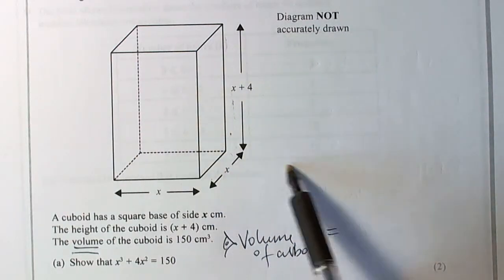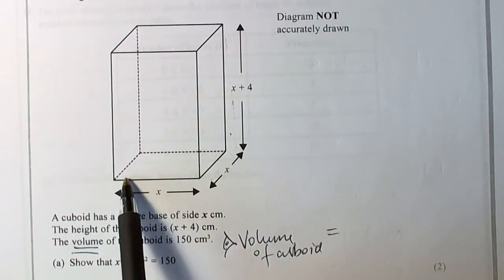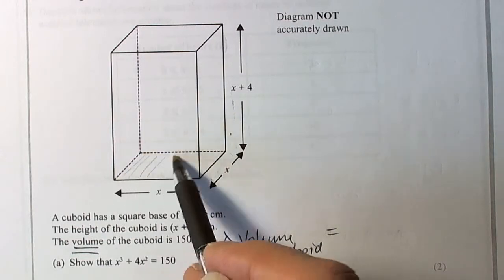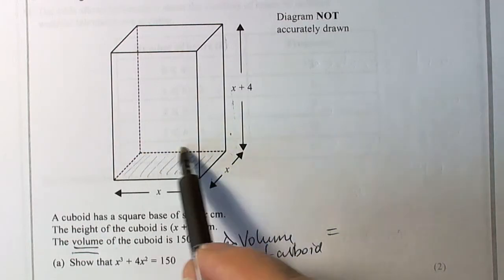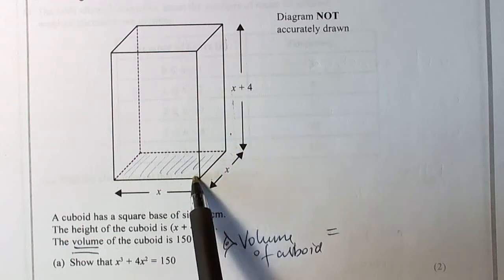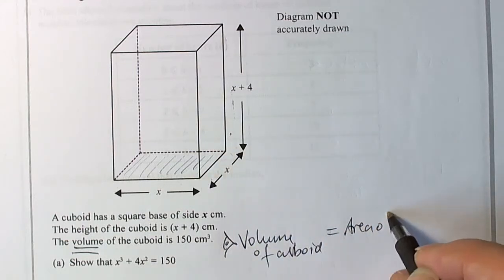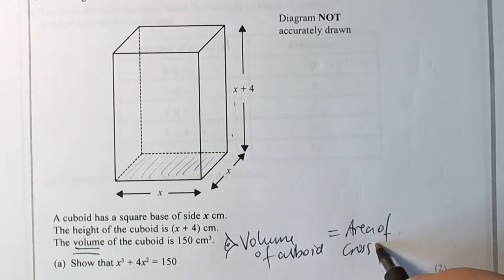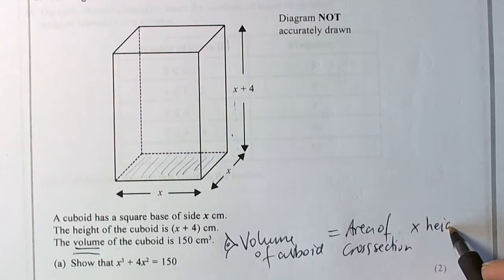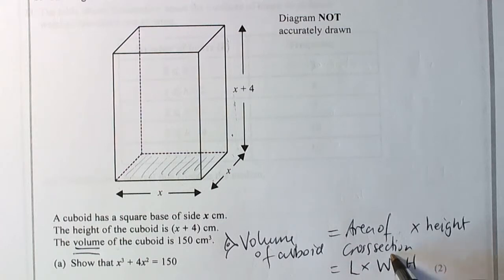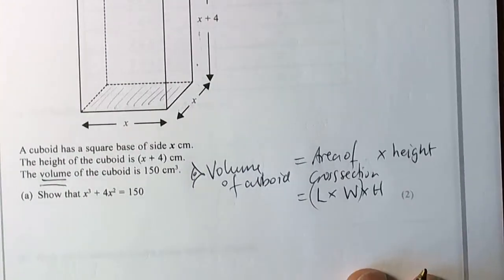So it's a prism. And the prism formula is at the front of the exam paper, and it basically says work out the area of the end face, the cross section it's called. So that's going to be x times x. So volume of the cuboid is the area of cross section times the height or the length of the shape. The other formula for cuboids is the length times the width times the height, but the length times the width is the area of cross section. So either way round you can write that.